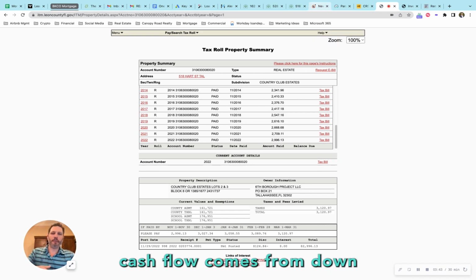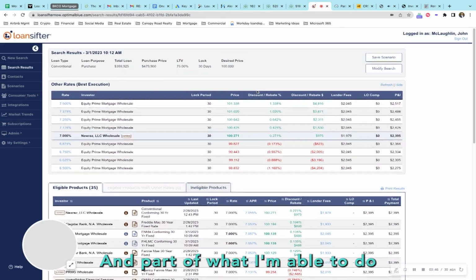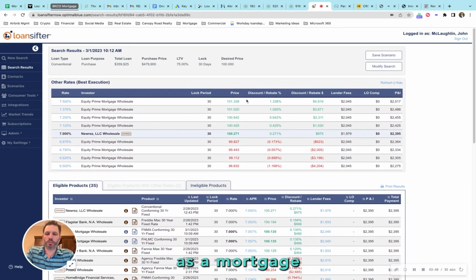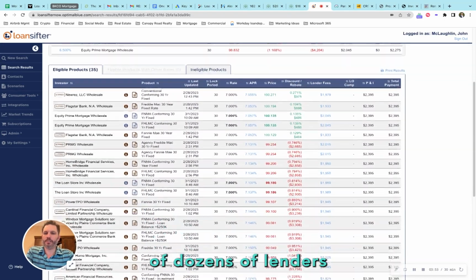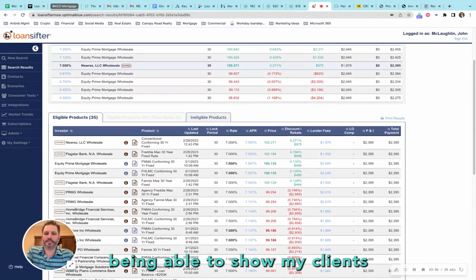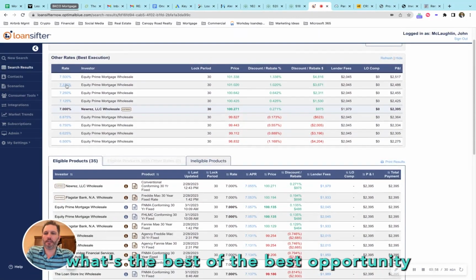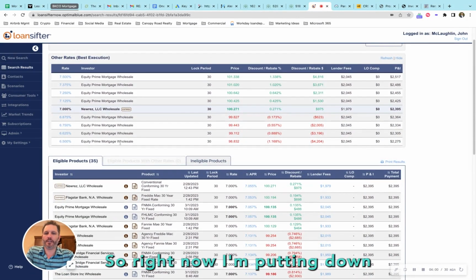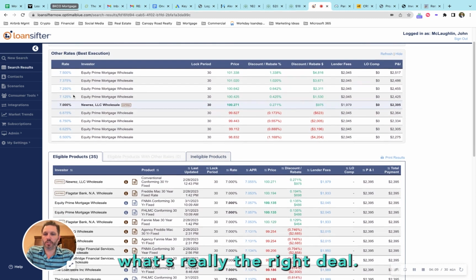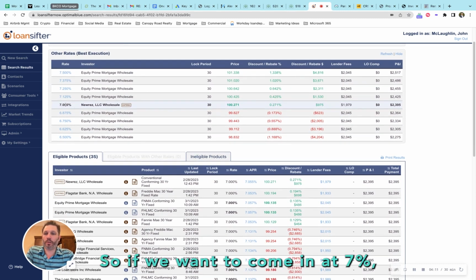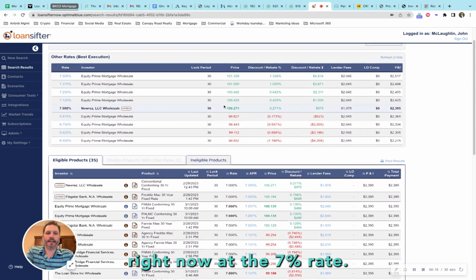Cash flow comes from down payments, interest rates, and part of what I'm able to do as a mortgage broker is shop from a network of dozens of lenders, being able to show my clients what's the best of the best opportunity based off certain rate tiers. So right now, putting down 25% based off the purchase price, here's the loan amounts. In real time, we can compare what's really the right deal. So if we want to come in at 7%, we can get a lender credit right now at the 7% rate.